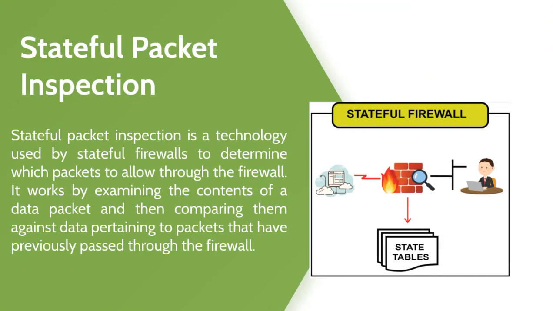Stateful packet inspection is a technology used by stateful firewalls to determine which packets to allow through the firewall. It works by examining the contents of a data packet and then comparing them against data pertaining to packets that have previously passed through the firewall. Stateful packet filtering keeps track of all connections on the network, making sure they are all legitimate. Network-based static packet filtering also examines network connections, but only as they come in, focusing on the data in the packet's headers. This data provides less information to the firewall, limiting it to where it came from and where it is going.